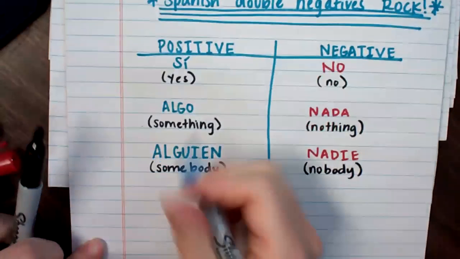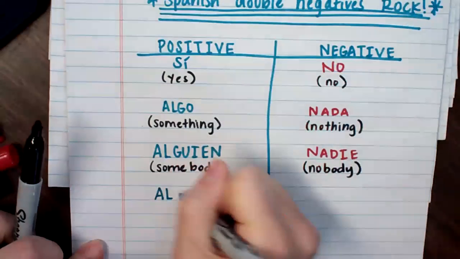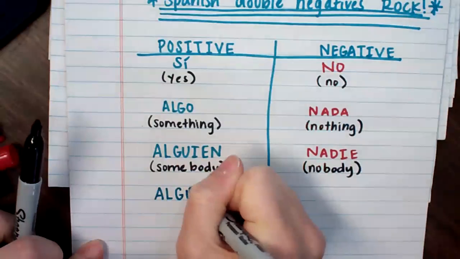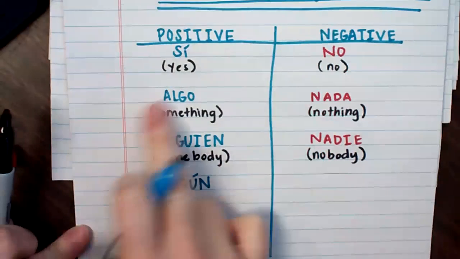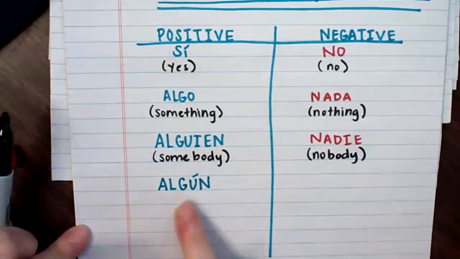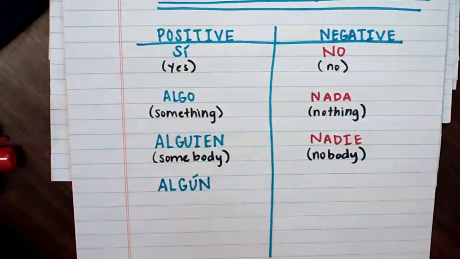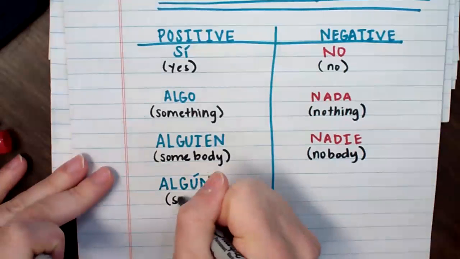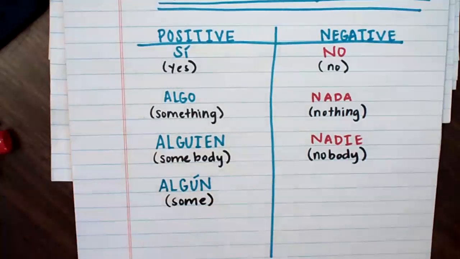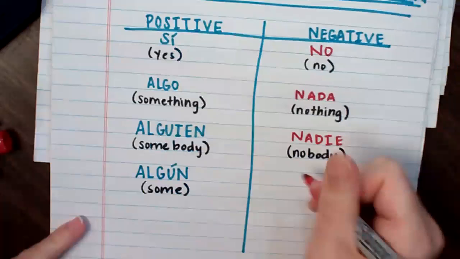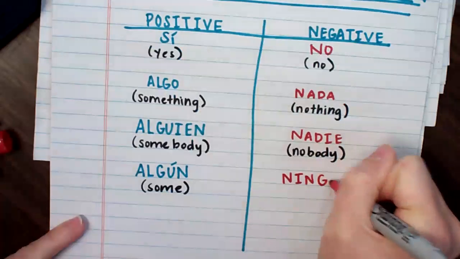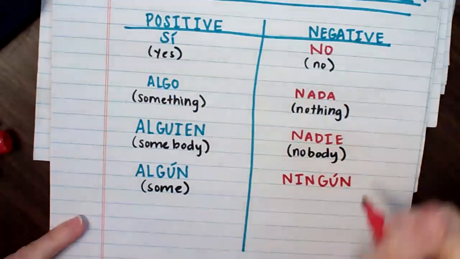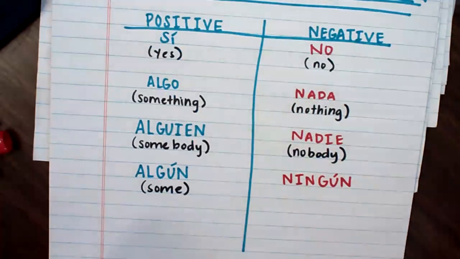Next. Is algún. This is very similar to algo. So instead of something, it's just some. So algún is some. And then to say none, ningún. Ningún.